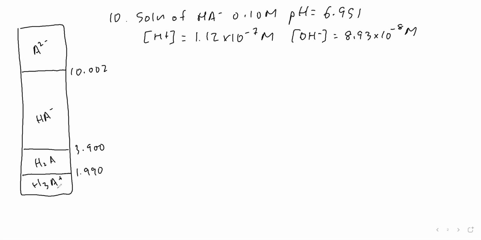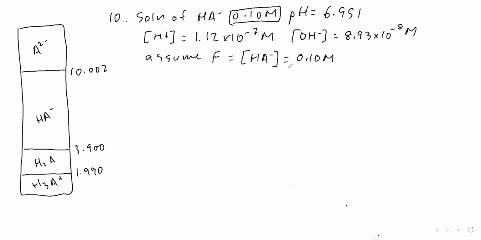Okay, now finally, to do all the rest of the concentrations of everything else, to get A2 minus and H2A and H3A plus concentrations, we've got to make an initial assumption that we'll test at the very end. And that initial assumption is that we're going to assume that the formal concentration, which in this case is 0.1 molar, is the final equilibrium concentration of our HA minus that we originally dissolved. We don't know if this is actually going to hold true after we do our calculation, but this is how we have to start in order to be able to get some values that we can test at the very end.